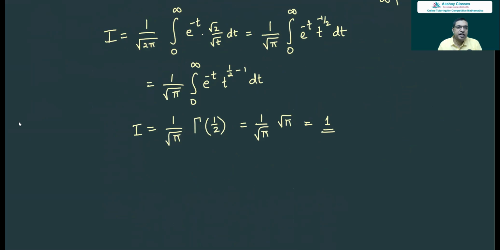So next one I'll give you. You please solve and give an answer to me. Evaluate I is 1 upon 2 root pi integral minus infinity to infinity e power minus x square upon 2 dx.